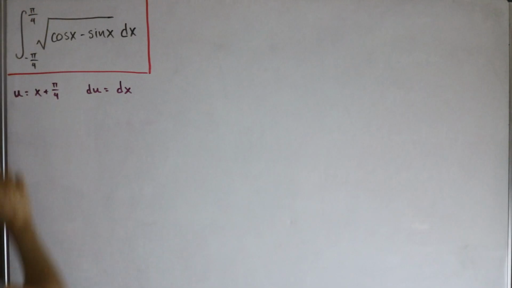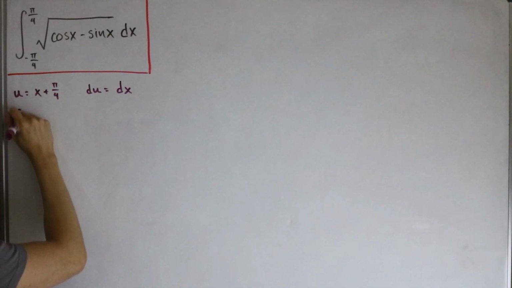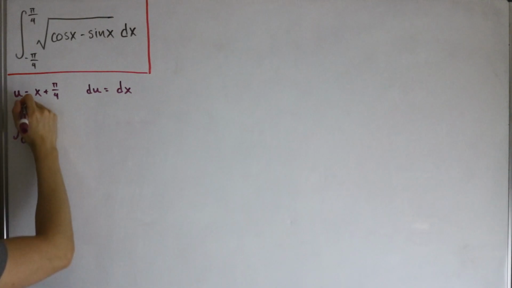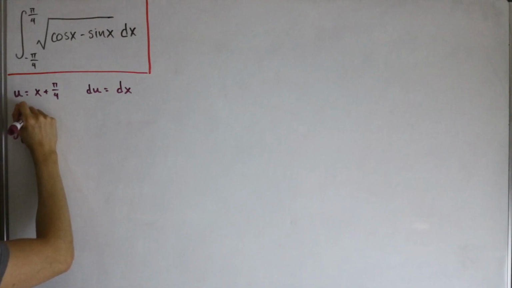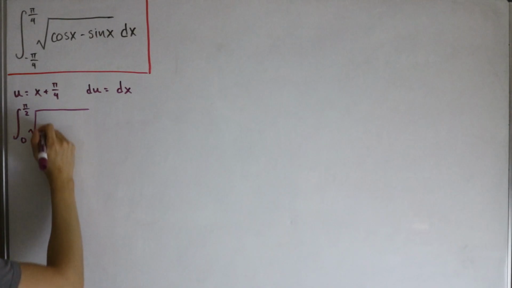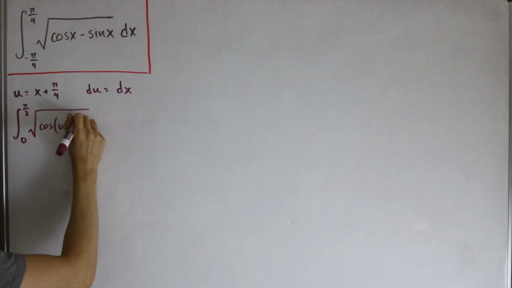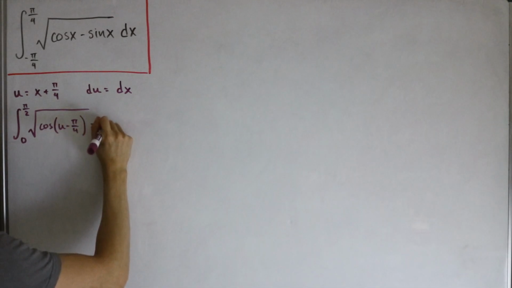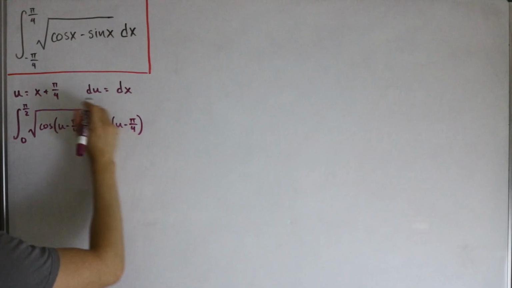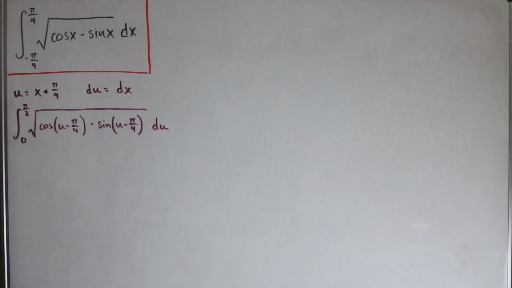We also have to change our bounds of integration now that we're in the world of u. So putting this all together, we have our new bounds: 0, and our top bound is going to be pi divided by 2. Then inside of our square root we're going to have cosine of u minus pi divided by 4, and then subtract sine of u minus pi divided by 4. We close that off, and over here is of course going to be the new differential du.